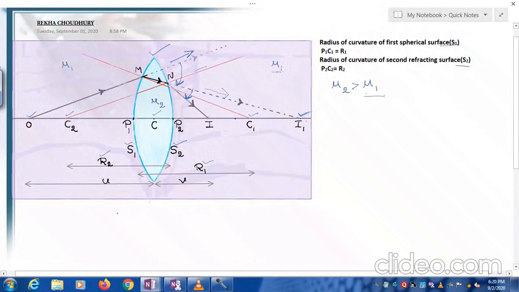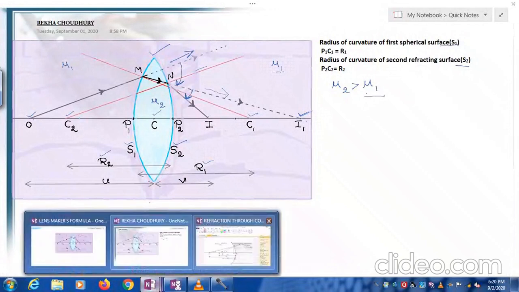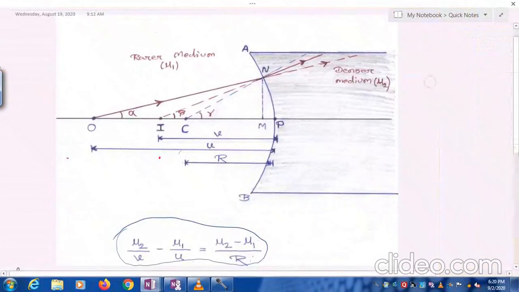Now let us start the derivation. For this derivation, we need this formula which we have already derived.